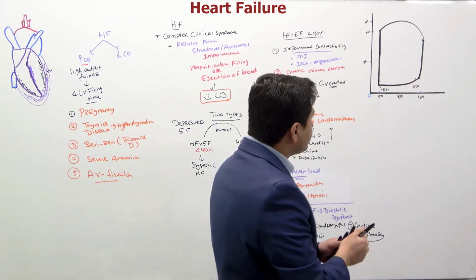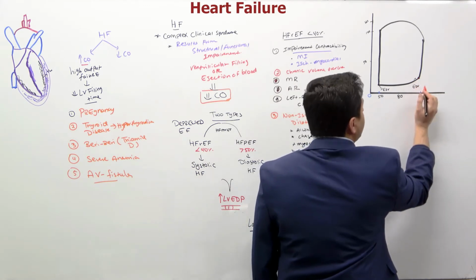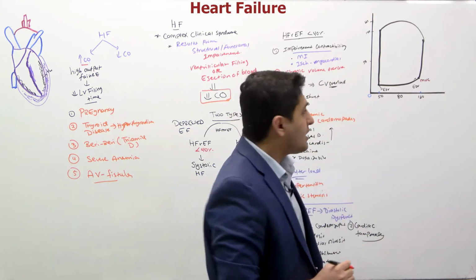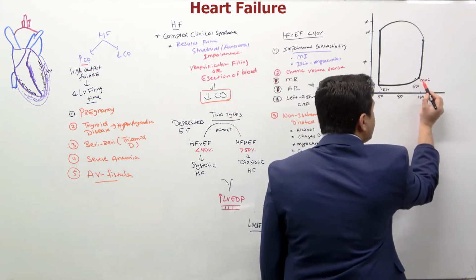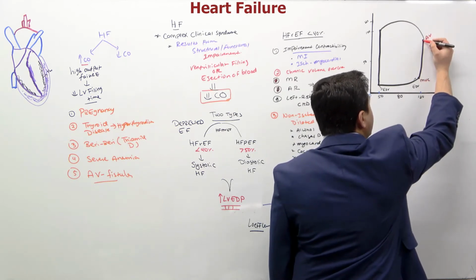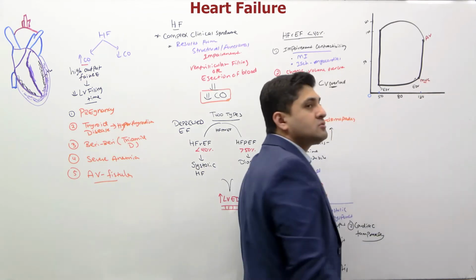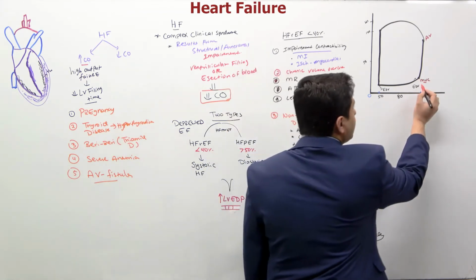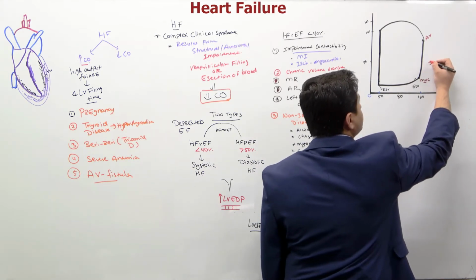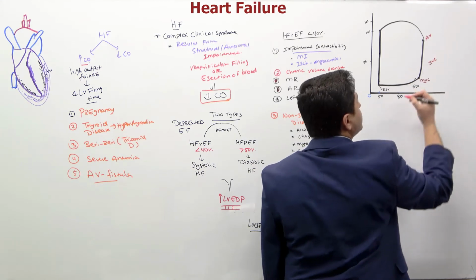Now, this is the phase where what happens? The mitral valve closes, correct? The mitral valve, this is a basic feature. And this is the aortic valve right here, and this is the mitral valve, right? This is the area where the mitral valve closes. When the mitral valve closes, what happens? The ventricles start contracting. This is what is called isovolumetric contraction right here, right?